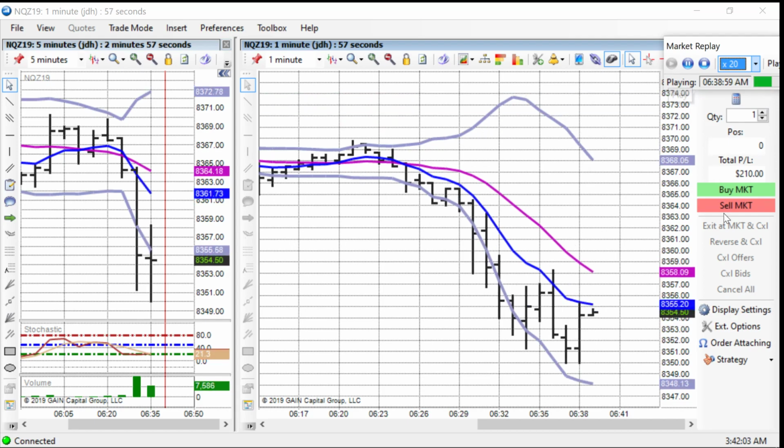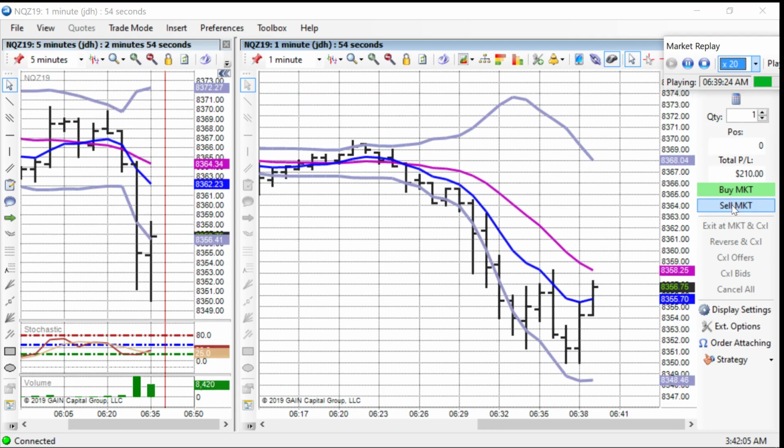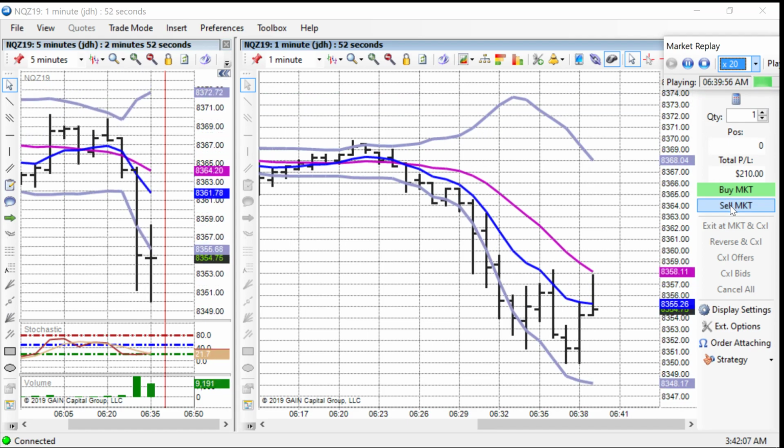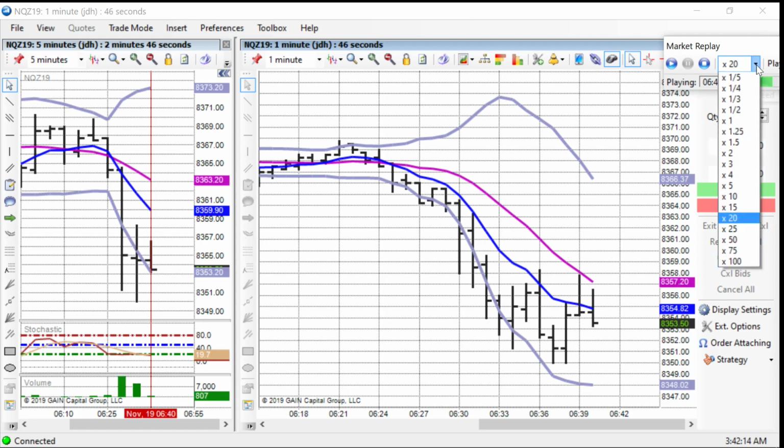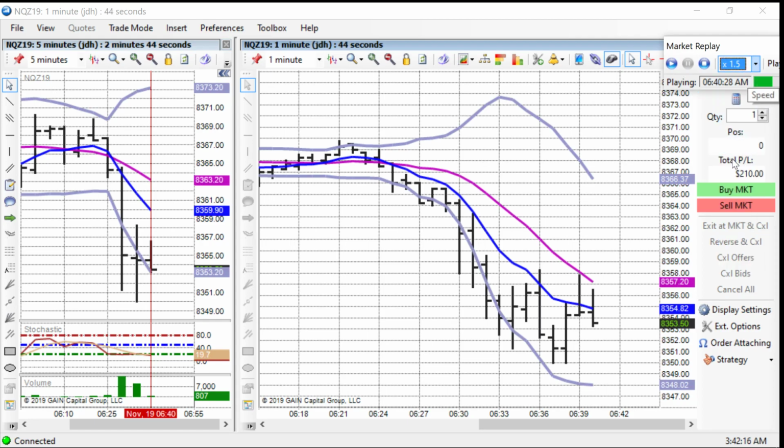So just be patient on this one. I think I blew past my entry point there because I had it sped up. They're not that fast. Yeah, see, I wanted to enter it right here as it thrust back down through the previous close. So I'm going to be a little bit off in this trade.